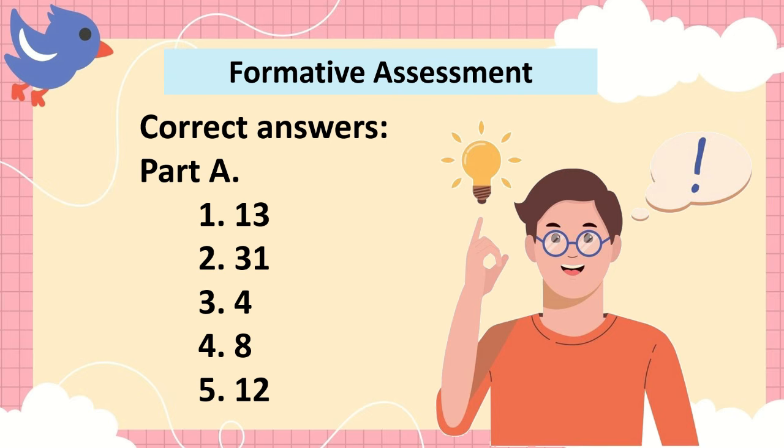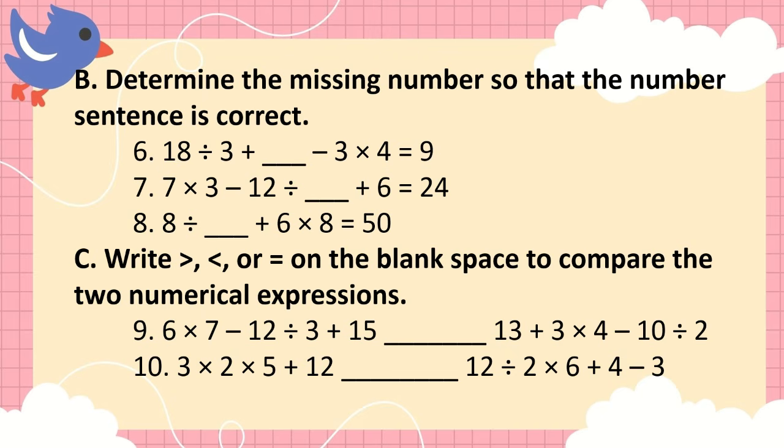Here are the correct answers. For part A, we have number 1: 13, 2: 31, 3: 4, number 4: 8, and number 5: 12. For letter B, determine the missing number so that the number sentence is correct. And for letter C, write greater than, less than, or equal to on the blank space to compare the two numerical expressions.